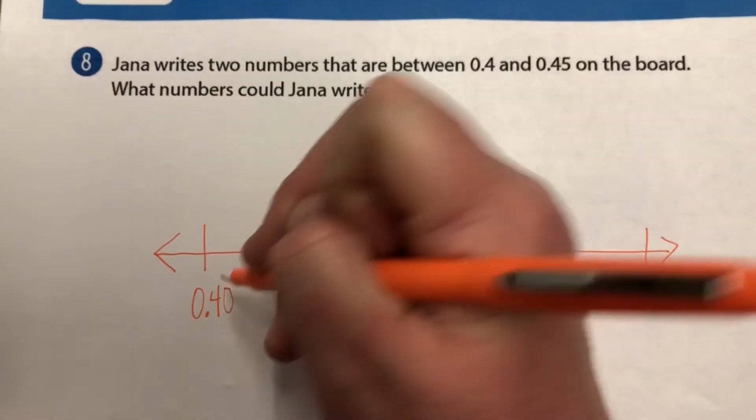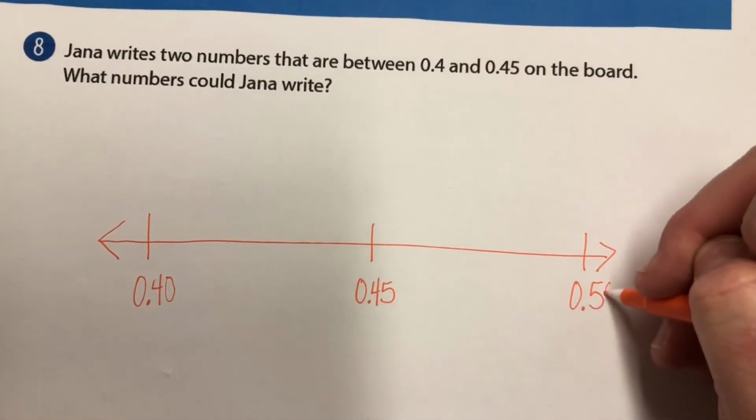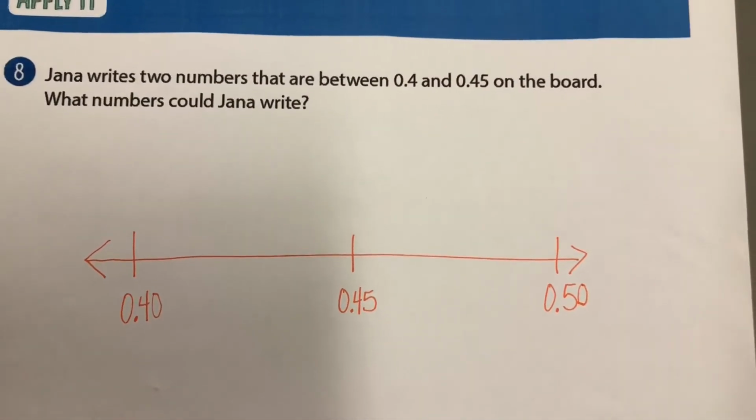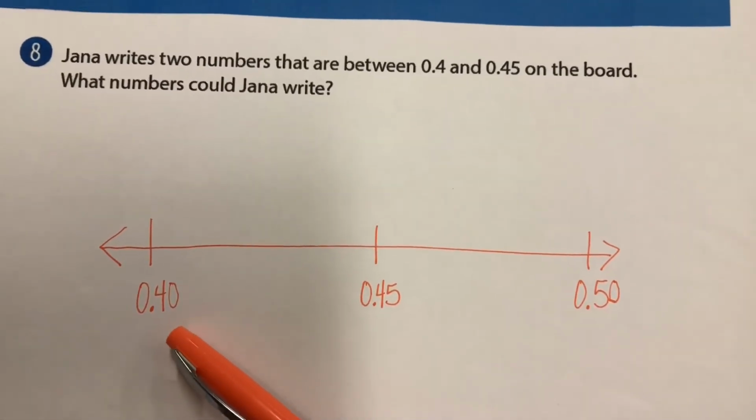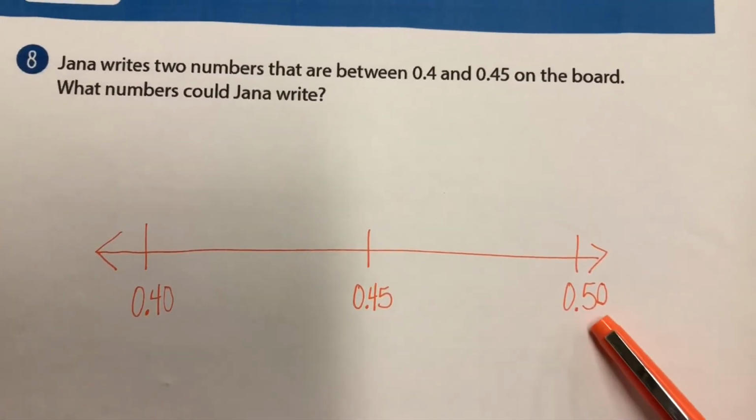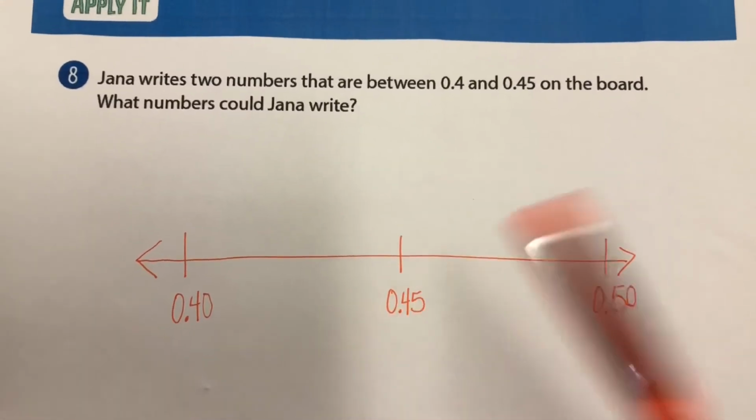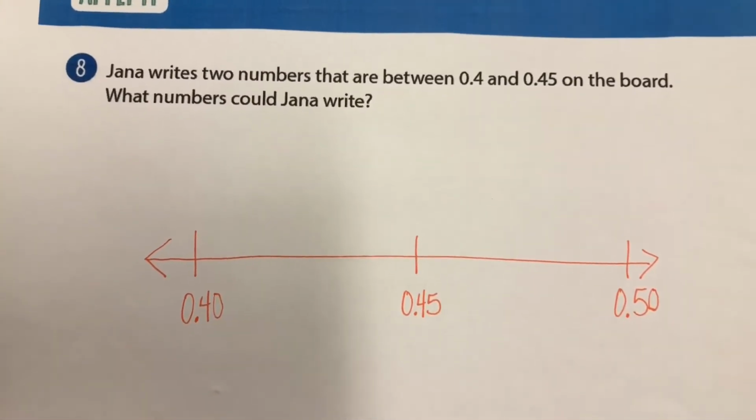If I add a 0 right here and a 0 right here, these are still equivalent decimals, but now we can think of this as 40 hundredths and 50 hundredths. So maybe that makes a little more sense about why 45 hundredths is coming in halfway in between.